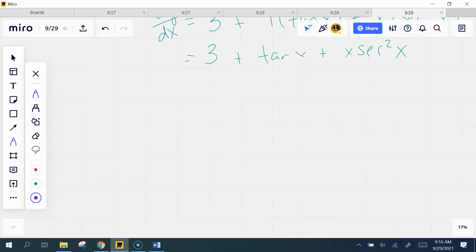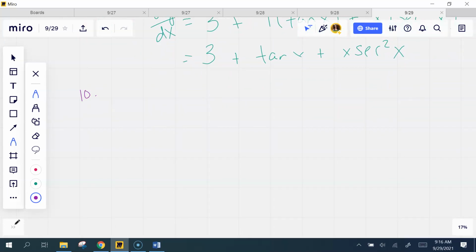Uno mas. Number 10. Find dy dx. So it's the derivative of the first times the second all over p squared.